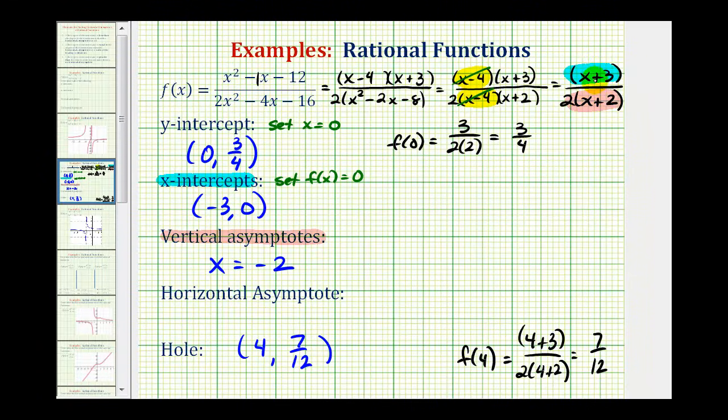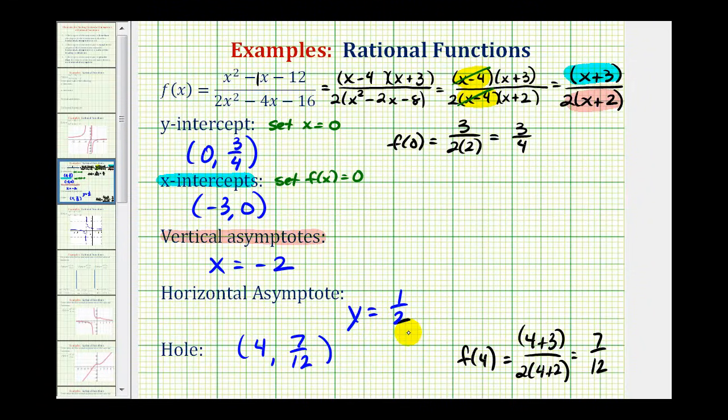Notice in this form here, the numerator and denominator have degree 1, and since they have the same degree, the equation of the horizontal asymptote will be y equals the ratio of the leading coefficients. Notice the leading coefficient of the numerator would be 1, leading coefficient of the denominator would be 2. So y equals 1 over 2, or y equals 1/2, is the equation of the horizontal asymptote.